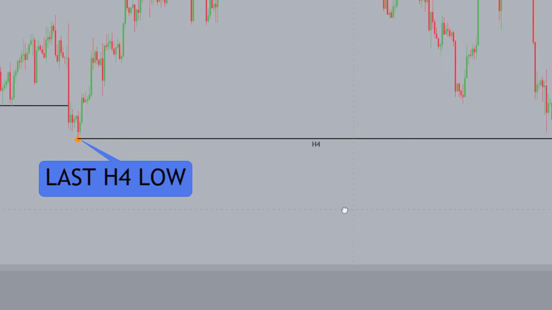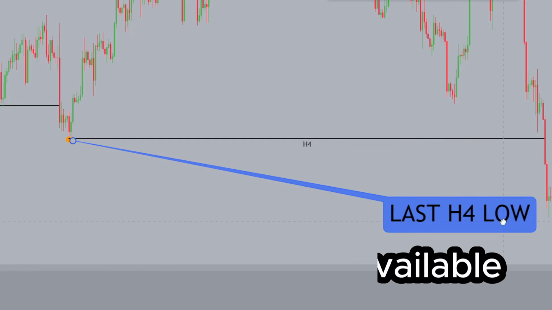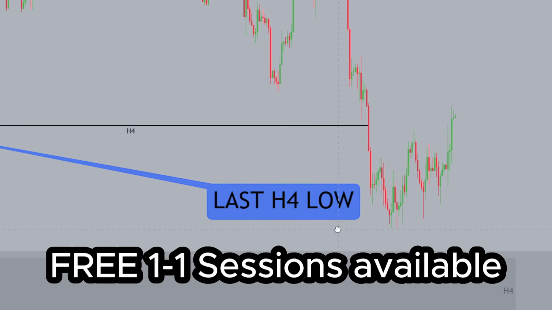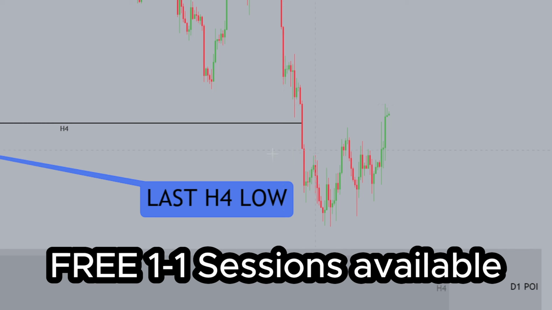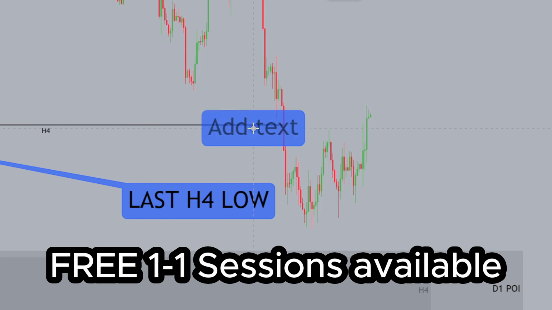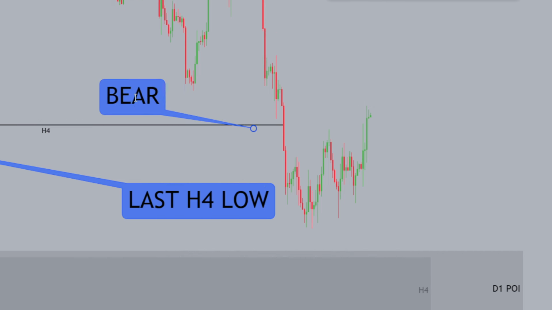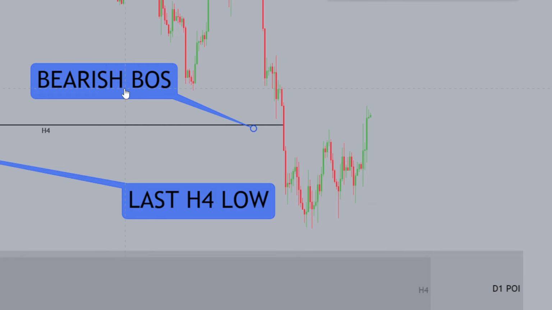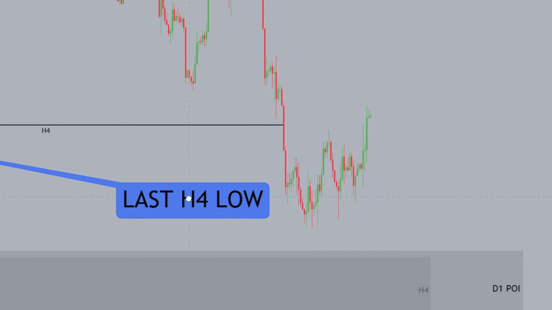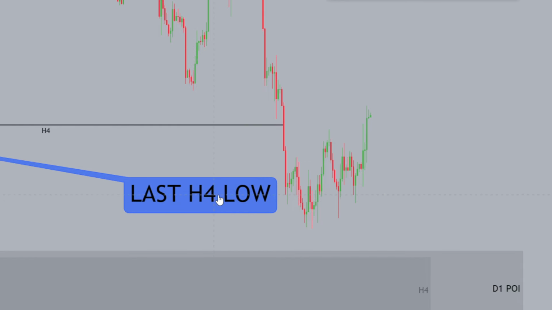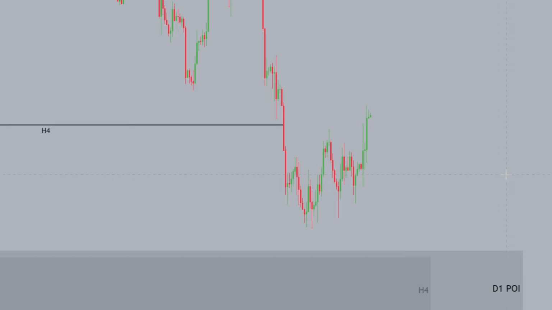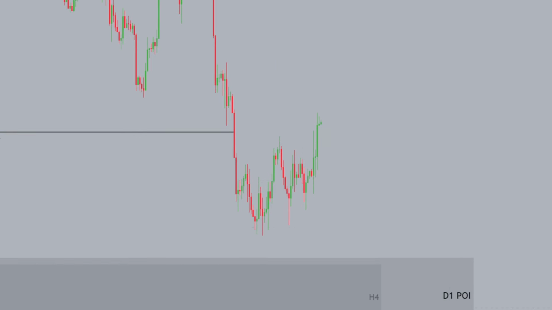The last 4-hour low. So now we understand that we're actually just below this low because we've had a break of structure. This line here represents a clear break of structure to the downside. So this is a bearish break of structure, a bearish BOS. So now we're below an old low, we're below an old H4 low. We understand from the markets intuitively, and a lot of us understand this market structure, we have a break of structure to the downside, so we break structure and we have a retracement.